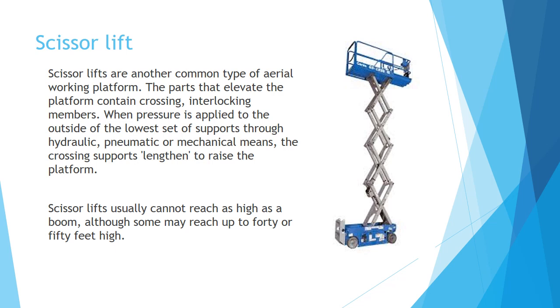Scissor lift. Scissor lifts are another common type of aerial work platform. The parts that elevate the platform contain crossing, interlocking members. When pressure is applied to the outside of the lowest set of supports through hydraulic, pneumatic, or mechanical means, the crossing supports lengthen to raise the platform. Scissor lifts usually cannot reach as high as a boom, although some may reach up to 40 or 50 feet high.